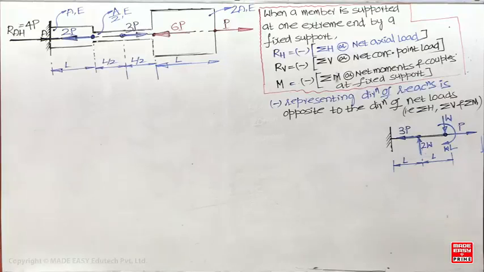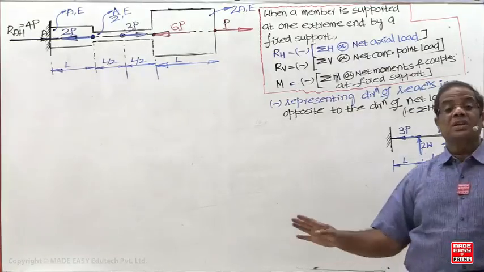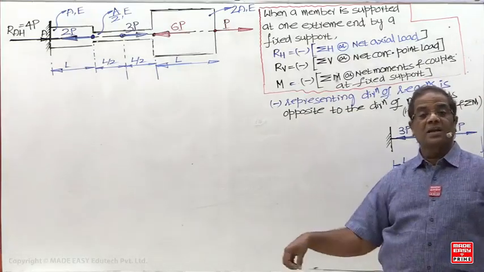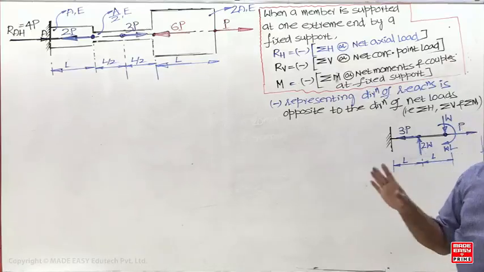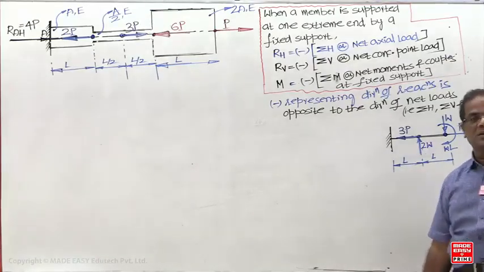Suppose the question is like this. Calculation of reactions is very important. If the reactions are incorrect, the total problem is incorrect. Most students neglect the calculation of reactions. They are not focused on the calculation of reactions.